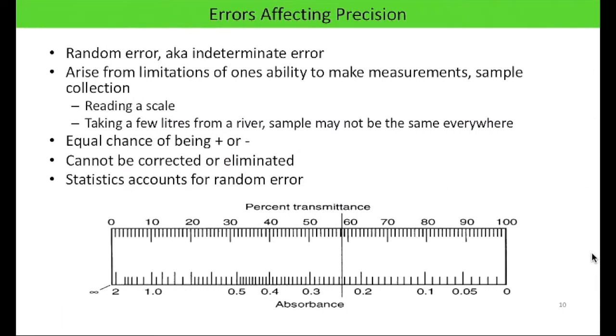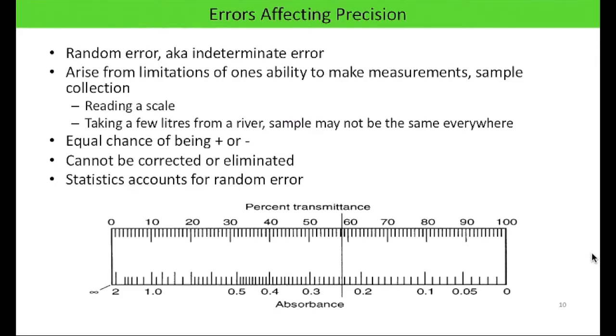Now, those types of errors, the systematic errors, are going to affect accuracy. So if you're always measuring a pH that's high, that's going to affect your accuracy. If you're dispensing volume of water or titrant from a burette that is sometimes high or sometimes low, then that's going to affect your accuracy.